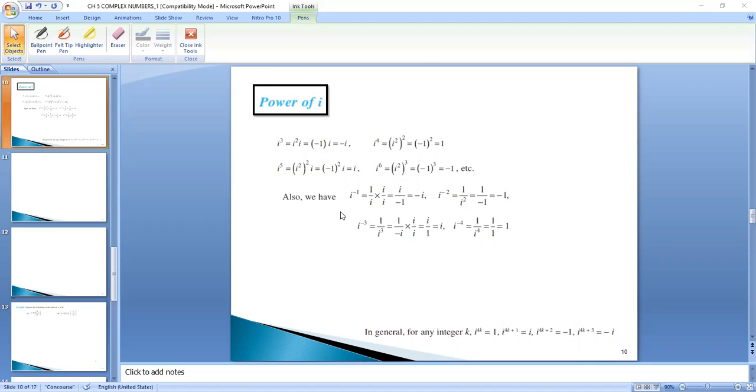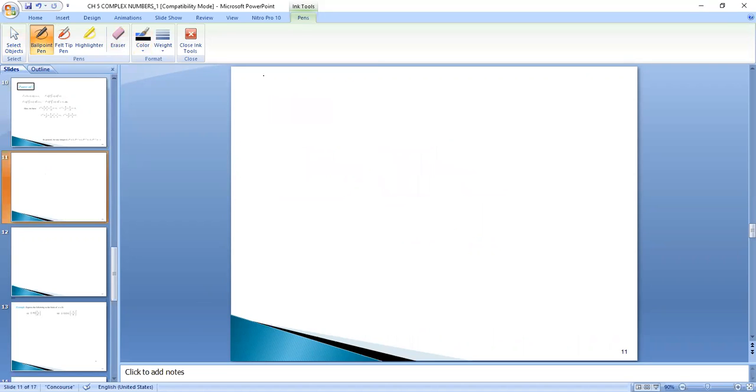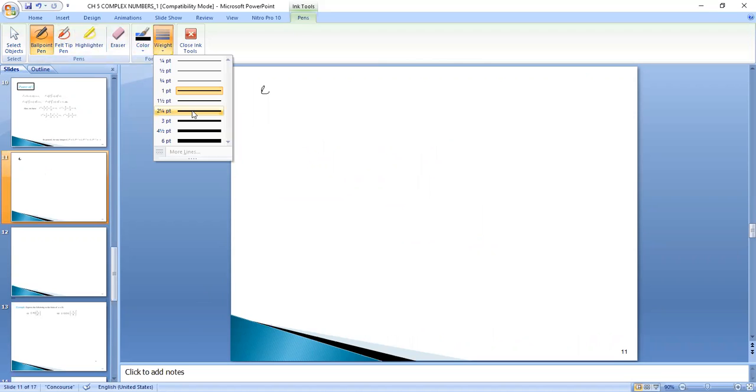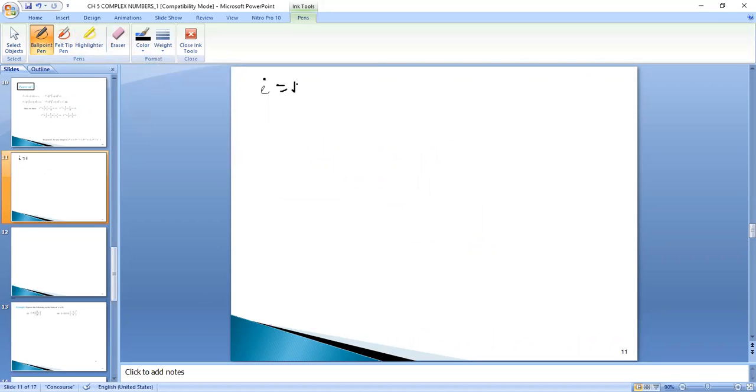So the topic for today is power of iota, right? We will be learning how to solve the different powers of iota, right? So say we are having iota. The value of iota we know is root of -1.